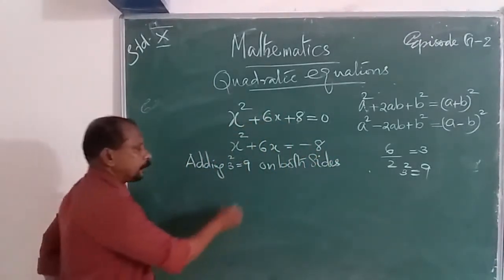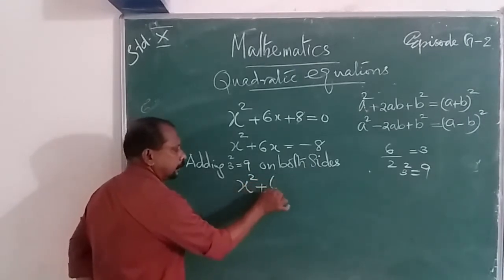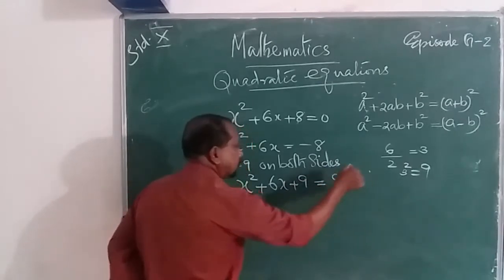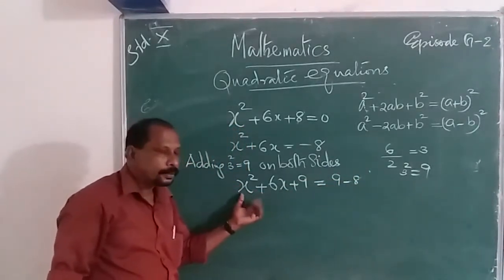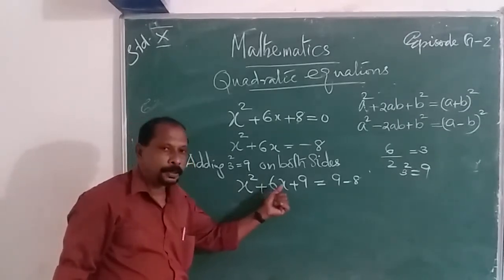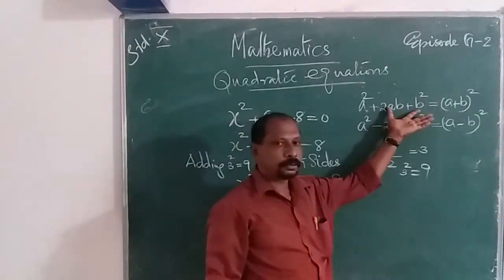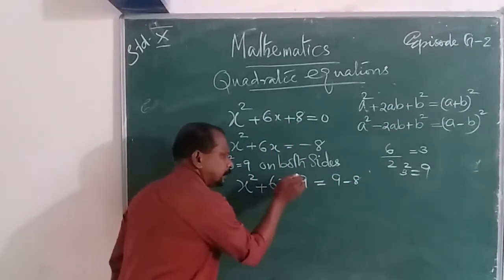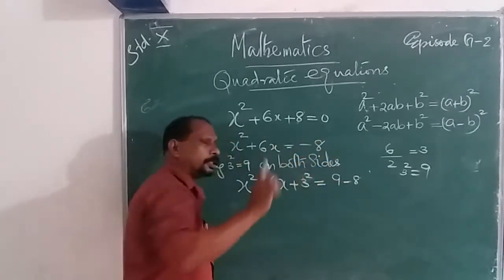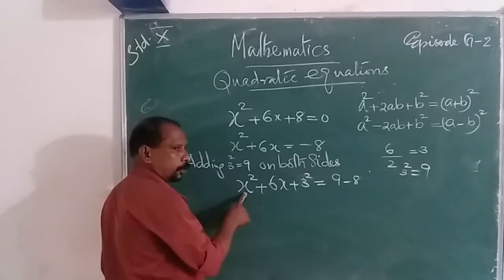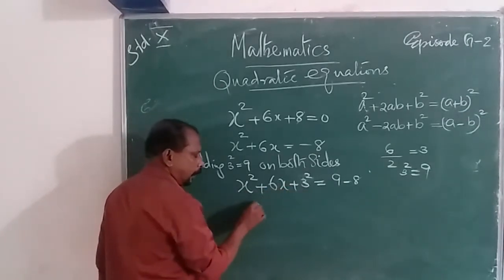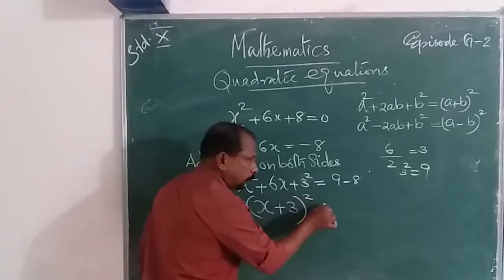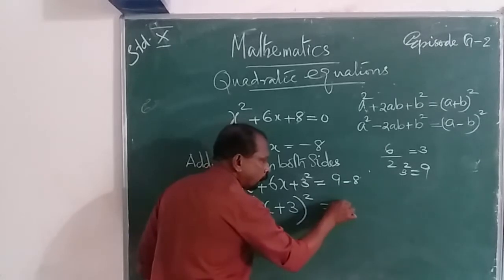Therefore, what is the equation? x square plus 6x plus 9 is equal to 9 minus 8. This is of the form a square plus 2ab plus b square, where a is x and b is 3, and 3 square is 9. It is a perfect square, that is x plus 3 the whole square, and this is equal to 9 minus 8, that is 1.